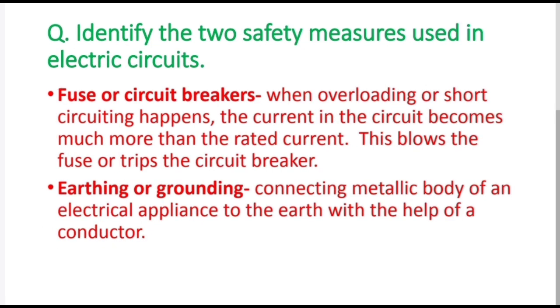Identify two safety measures used in electric circuits. We know it's dangerous to deal with electricity. So we have two measures basically. One is a fuse or circuit breaker, and the second one is earthing or grounding. With fuses or circuit breakers, when overloading or short circuiting happens, the current in the circuit becomes much more than the rated current. This blows the fuse or trips the circuit breaker.